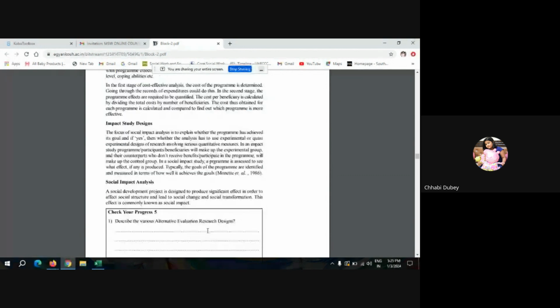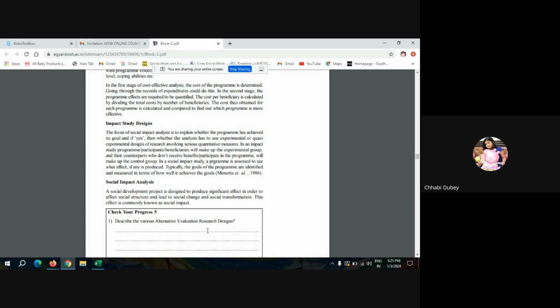Now, the focus of social impact analysis is to explain whether the program has achieved its goal. And whether the analysis has to use experimental or quasi-experimental designs of research involving serious quantitative measures. So, in impact study programs, you will find that the beneficiaries will make up the experimental group, and their counterparts who don't receive benefits, they participate in the program. This will make up the control group.